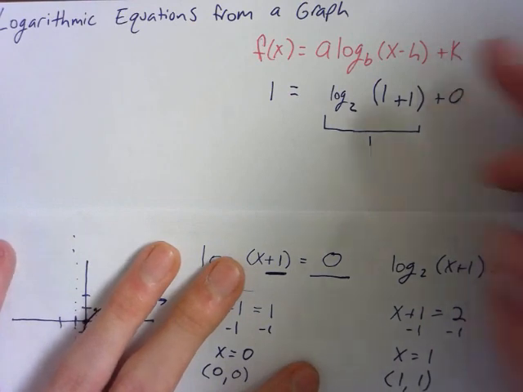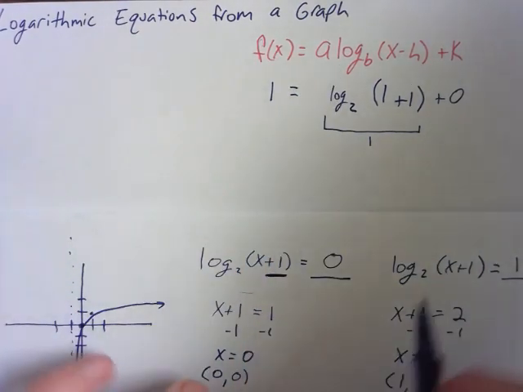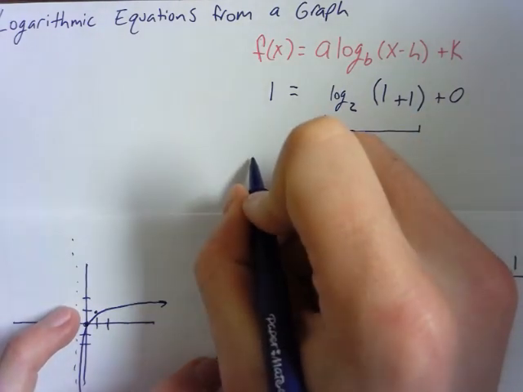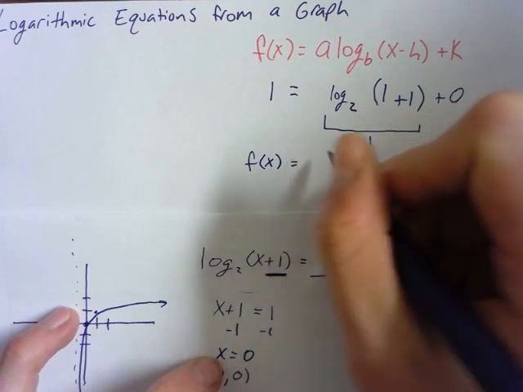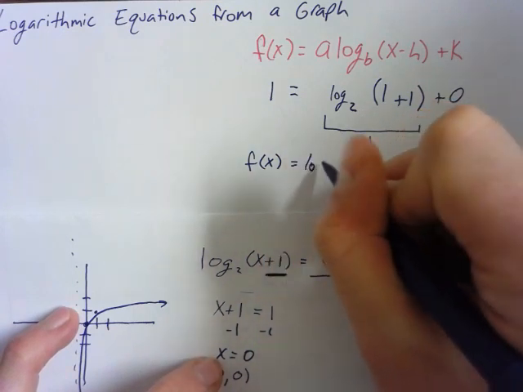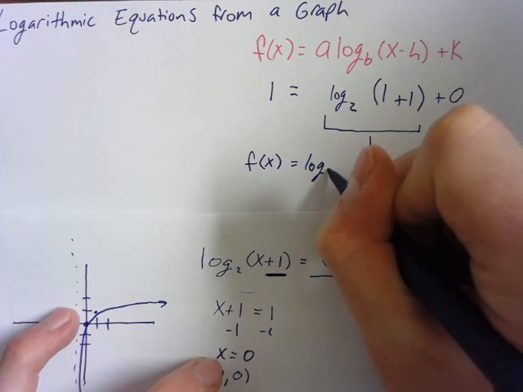So since that's a true statement, that means I don't have a slope. I don't have to do anything to my a. So if we change this back to an equation, remember equations always have x's and f of x's. You always need to be able to plug in an input and get out an output.